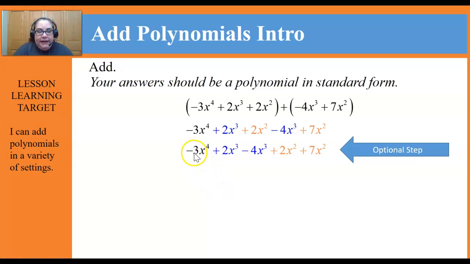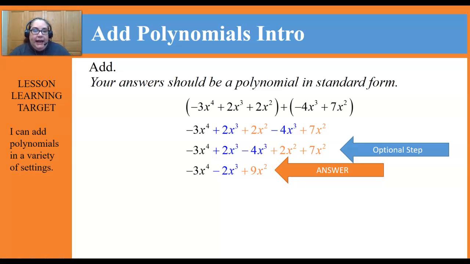So seeing as negative 3x to the fourth had no other like term, we're going to keep it as is. Positive 2x to the third minus 4x to the third, that's going to be a negative 2x to the third. And then a 2x squared plus a 7x squared, that's going to leave us with a 9x squared. And that is the answer. That's what happens when we're adding. So when you're adding polynomials, it's really just a matter of combining your like terms.